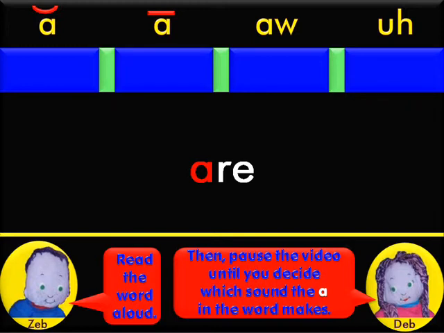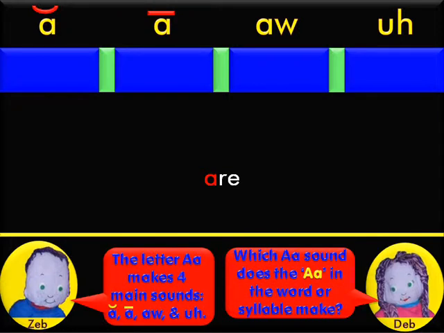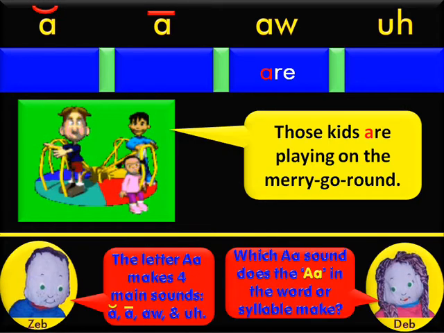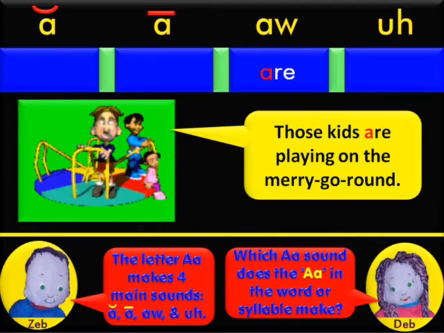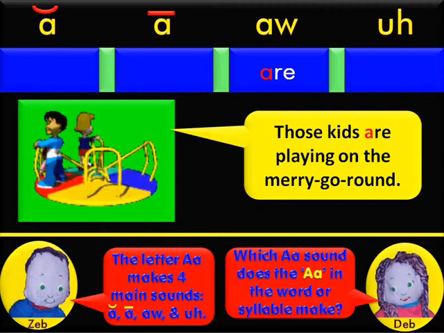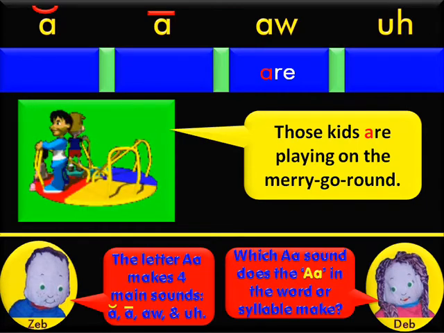Repeat after me. Are. Which slot does it float into? Pause the video until you figure it out. Read the word with me. Are. Which slot does it float into? Did you get it right? Well, good. Now notice, those kids are playing on the merry-go-round.